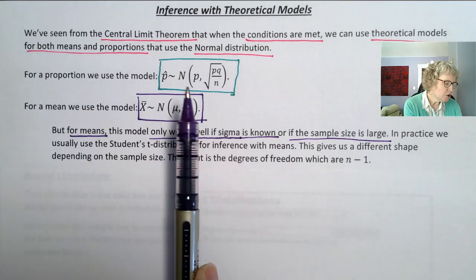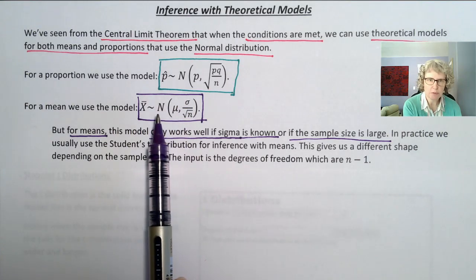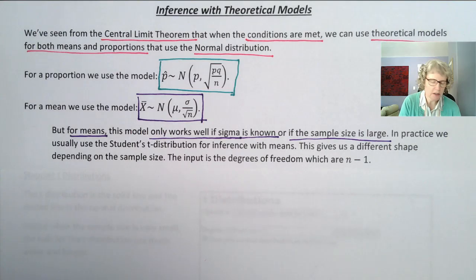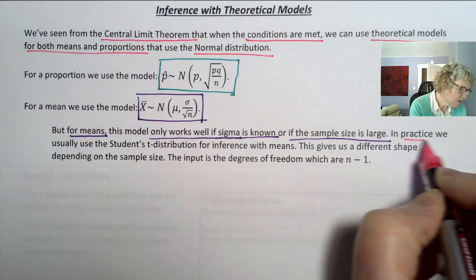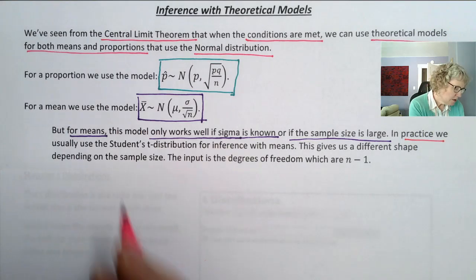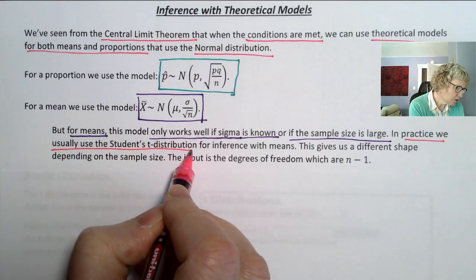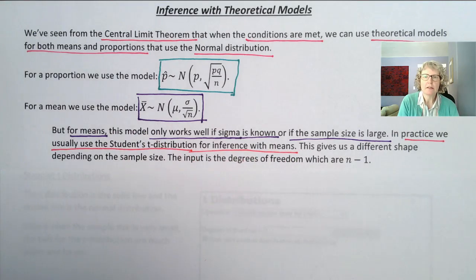So if we knew sigma, we could use this normal distribution, and some courses go into that kind of calculation. But that's kind of an unrealistic expectation. If we don't know the mean, why would we know the standard deviation? So in practice, we use a different distribution for means. So we usually use the student's t distribution for inference with means, okay? So I want to show you this distribution just so that you're aware of it. We're not going to do much in depth with it, but just want you to be aware that it exists. If you take more statistics, you'll probably run into it, okay?